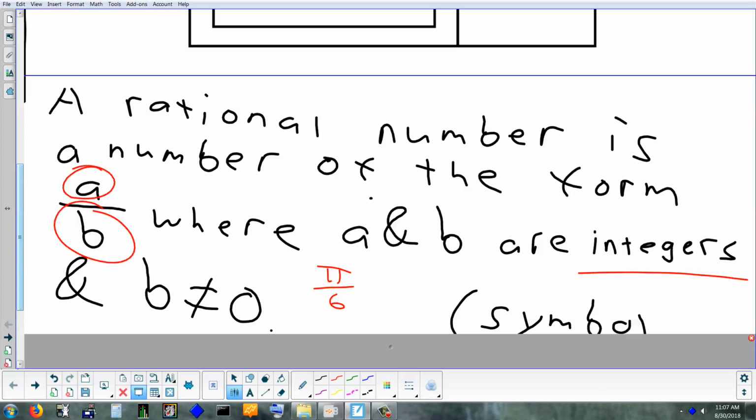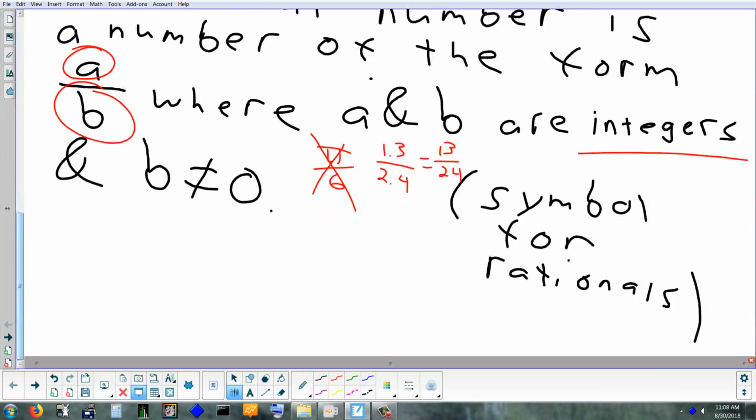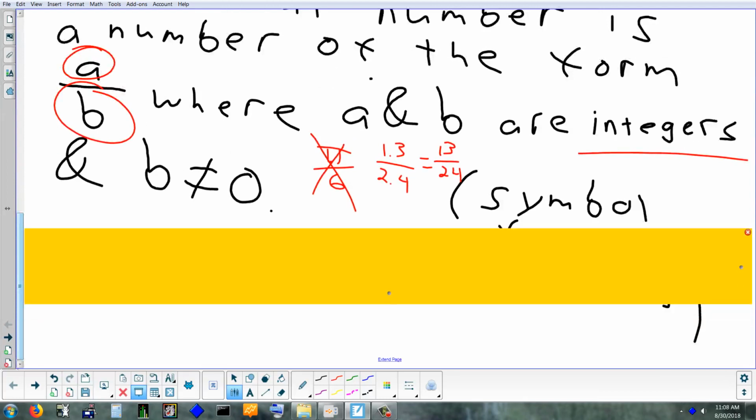So does that mean you can't have a decimal in a fraction, like 1.3 over 2.4? It's not really the proper way to write a fraction. You'd write that as 13 over 24. Okay? That is not rational, even though it's a fraction. The top and the bottom have to be integers. And of course, the bottom can't be 0. We cannot divide by 0. Okay. Any questions on that?